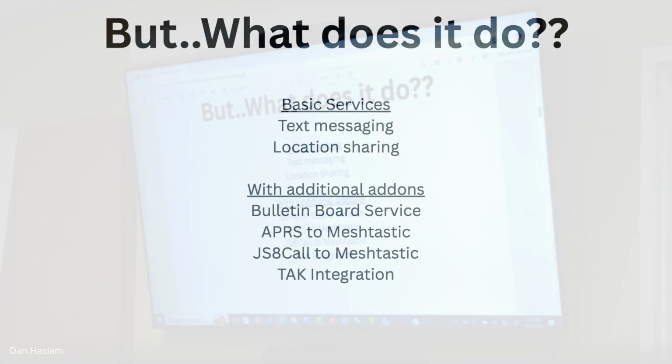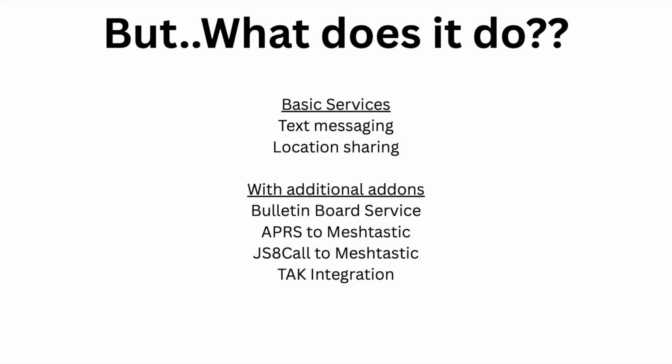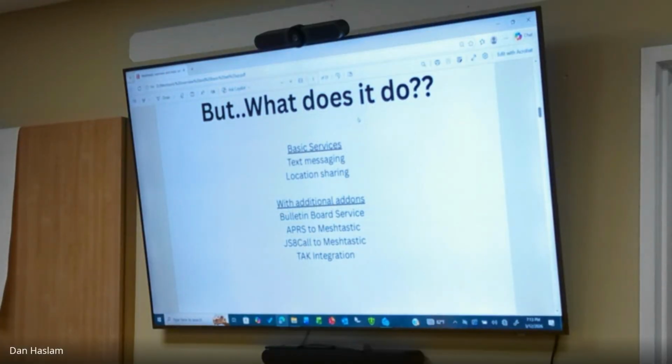What does it actually do? The basic stuff Meshtastic does is allow text messages and location sharing. So it's a little bit like APRS, and like APRS, it can do a little bit more with add-ons. This is a board that I've got that has the Meshtastic attached to it. There's a Raspberry Pi, and I haven't used it in a while, but it was set up for one of our QRPs that we're doing Meshtastics to do a bulletin board. So you could do an old school bulletin board over Meshtastic.